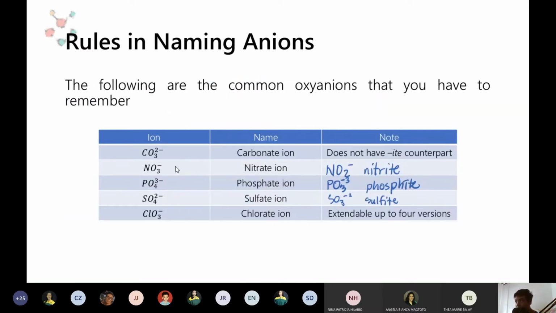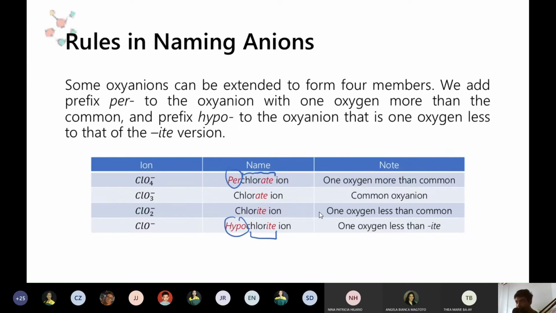So, ano yung mga common? Ito po. Ito yung mga common natin. And ito yung mga ite counterpart nila. Nitrite, phosphite, sulfite. But looking at ClO3, it can be extendable to 4 versions. So, pag 4 versions, this is rule number 3, ganito lang. Your ate and ite, ganun pa rin naman. The difference is 1 oxygen.